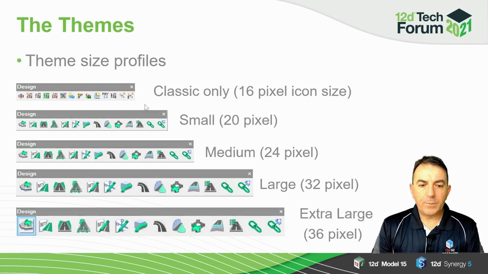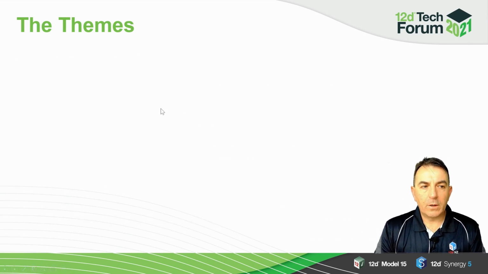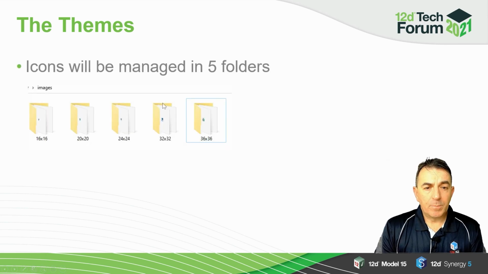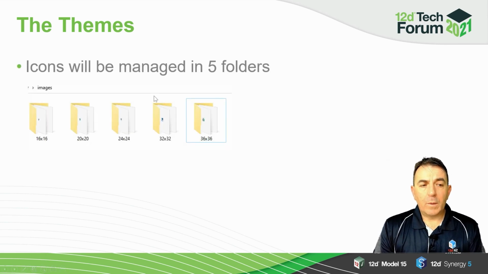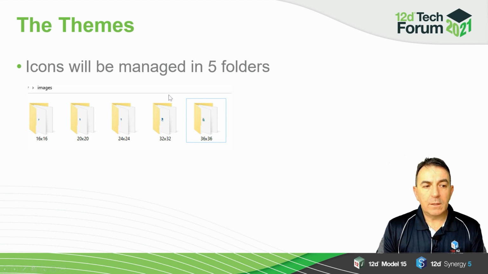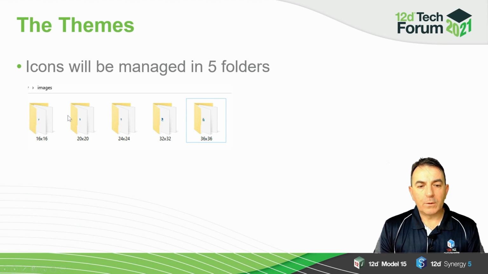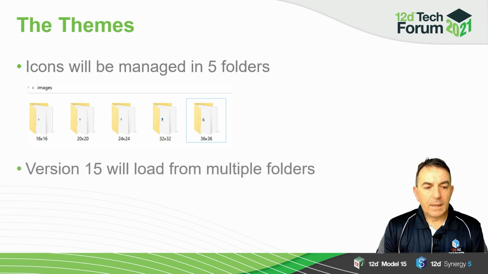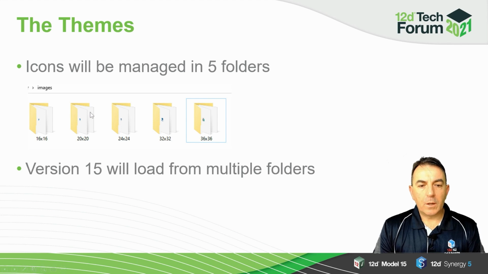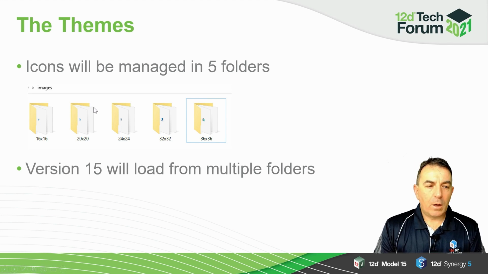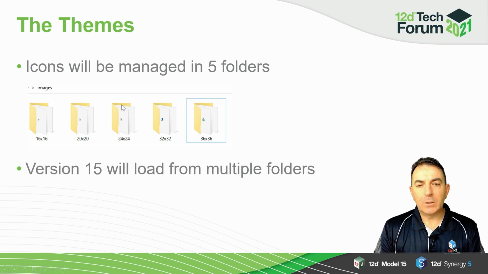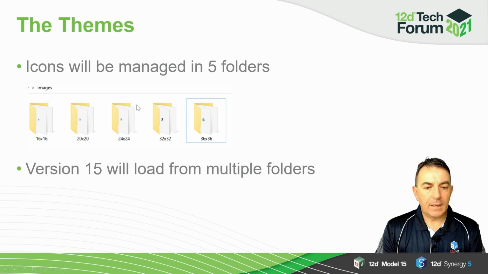So with all of these different theme sizes or iconography sizes, we're going to have a lot of images. So all of the images for all of the toolbars are going to be managed in 5 folders. So in the shipped 12D version, in the setups images folder, you'll see there's going to be 5 folders which match those size profiles that have just gone through. And version 15 will load from multiple files. So basically, if you're in a large profile and you don't have a matching icon for that large profile, but it's in one of the smaller ones like the 16 by 16, 12D will still load that and upsize that as required.